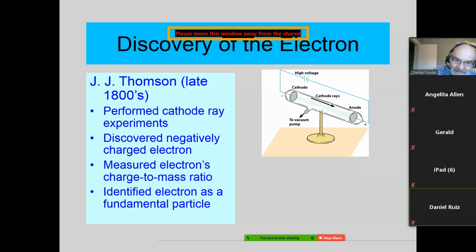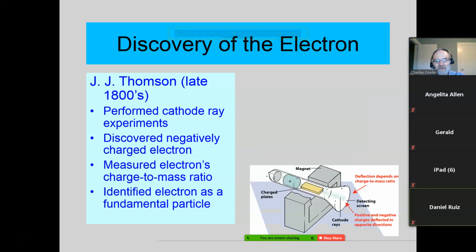So he identified an electron as a fundamental particle. An electron in iron is the same as an electron in silver, the same as an electron in hydrogen or helium or oxygen. An electron is an electron is an electron, and they're individually fundamental particles.